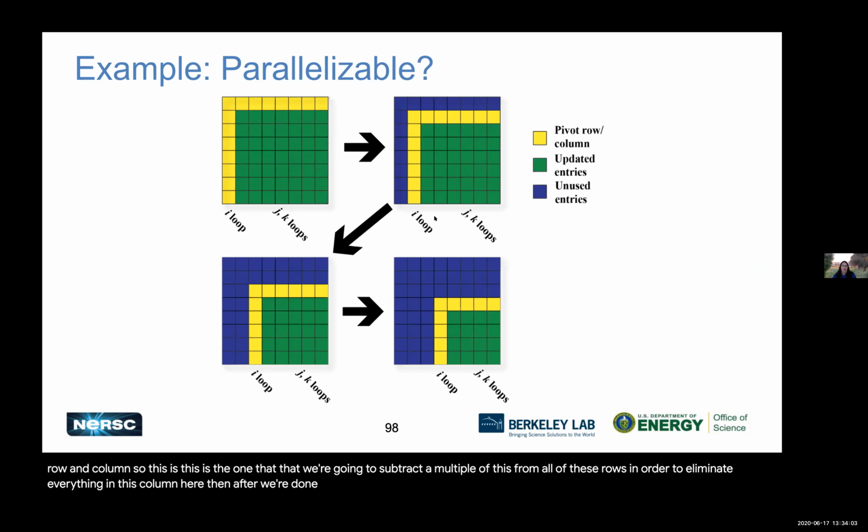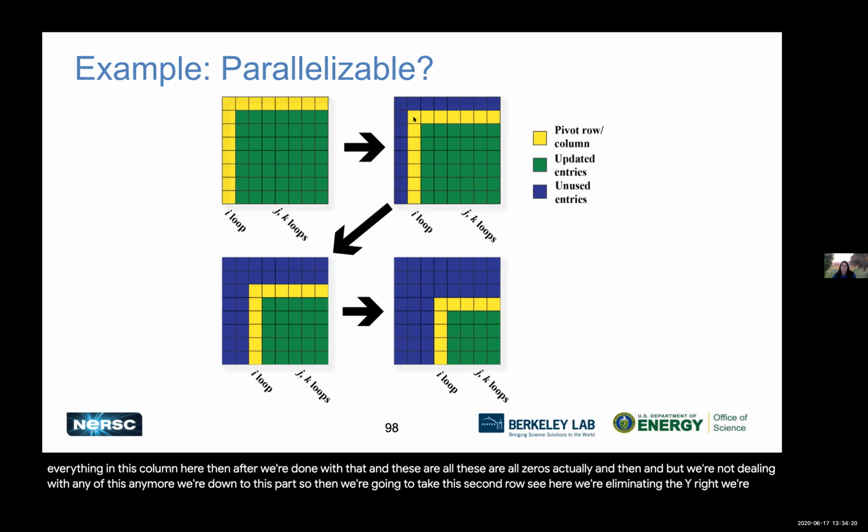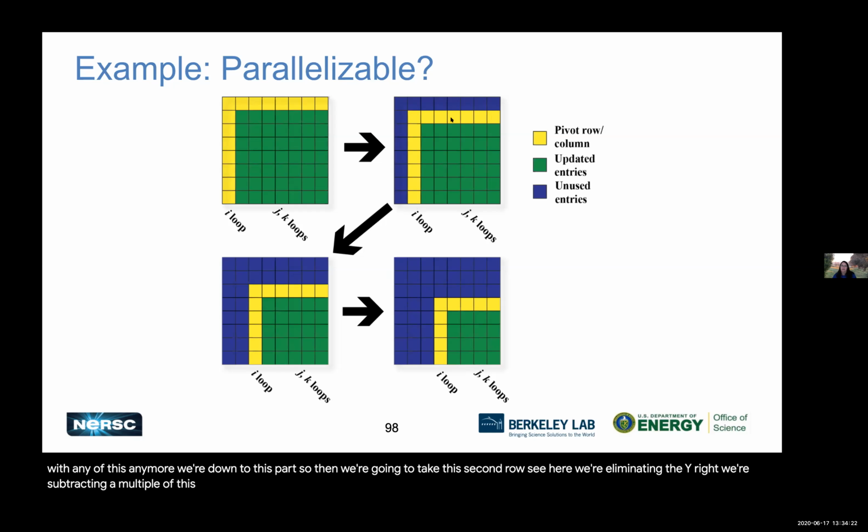Then after we're done with that, these are all zeros actually. But we're not dealing with any of this anymore. We're down to this part. So then we're going to take this second row. See here we're eliminating the y, right? We're subtracting a multiple of this from every row here to make all of these yellow ones here into zeros, okay? And we keep going and we keep going until we get down into here.